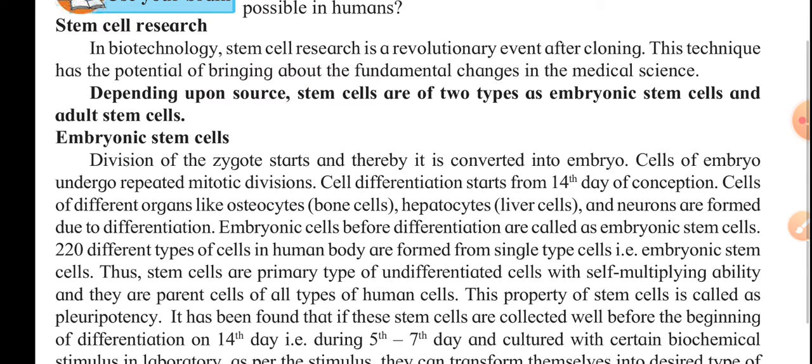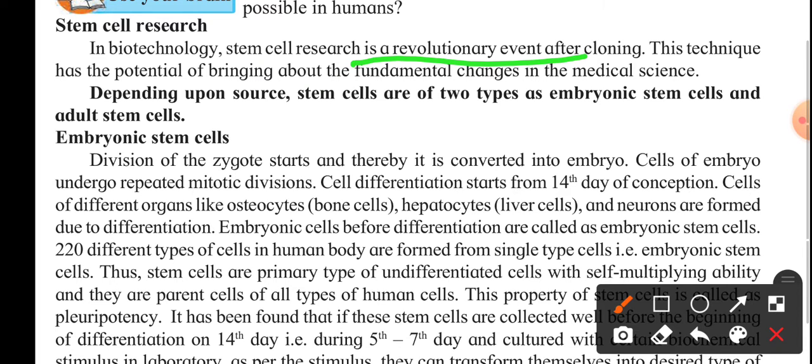Now, further is stem cell research, because if the stem cell is so important in the human body, then that should be properly researched and properly studied. So, in biotechnology, stem cell research is a revolutionary event after cloning. This technique has the potential of bringing about fundamental changes in the medical science. Depending upon the source, stem cells are of two types, as embryonic stem cells and the adult stem cells.